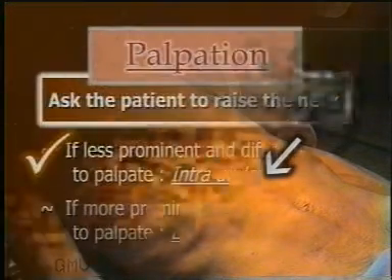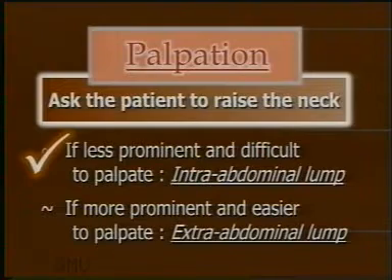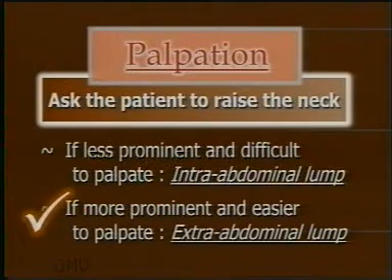Then ask the patient to raise the neck, making the abdominal muscles taut. If, on raising the neck, the swelling becomes difficult to feel and less prominent, then it is intra-abdominal. If it becomes more prominent and easier to palpate, check whether it can be moved side to side. If it is mobile, as seen in this swelling over the right hypochondrium, then it is subcutaneous, superficial to the muscle. And if it becomes fixed on contracting the wall muscles, as seen in this patient, then it is within the muscle or intramuscular.